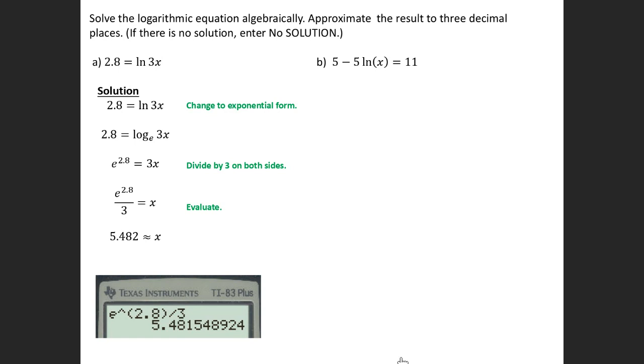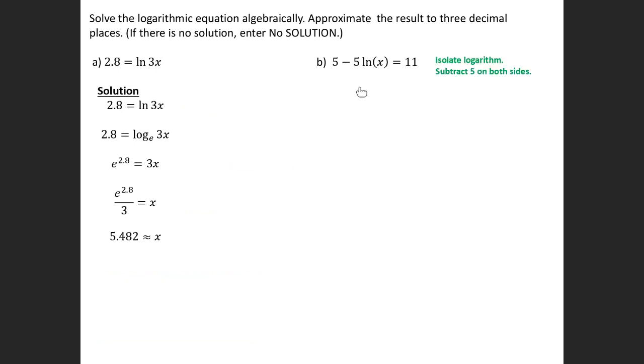Okay, let's check the next one. Again, you're trying to solve for x, so we need to isolate the natural log with the x. I need to get rid of this 5, so I'm going to subtract 5 on both sides. Now I'm left with -5 natural log of x is equal to 11 minus 5, which simplified is 6.